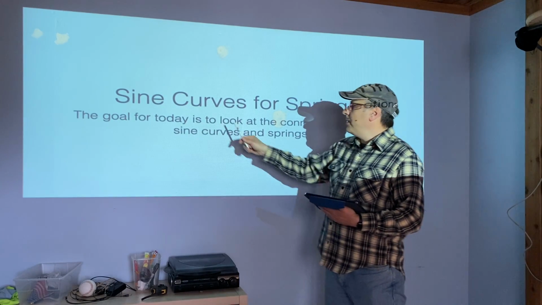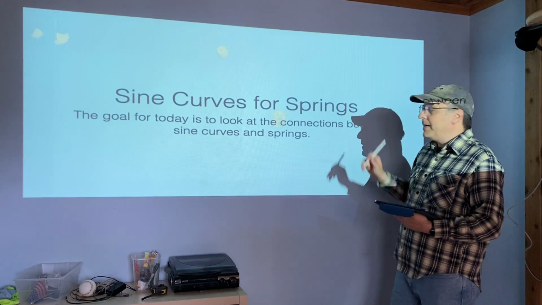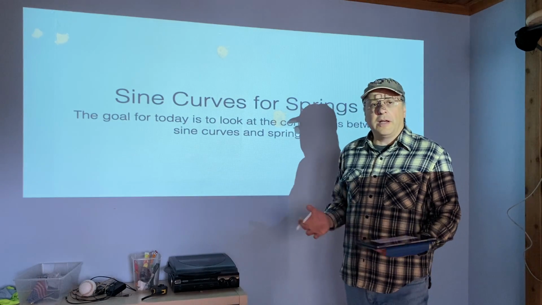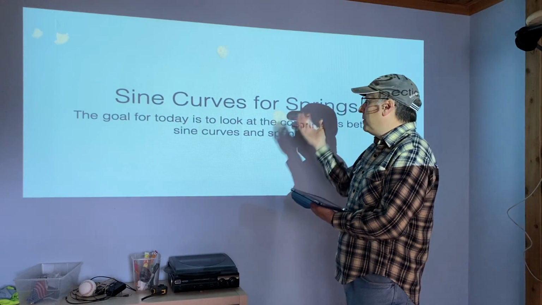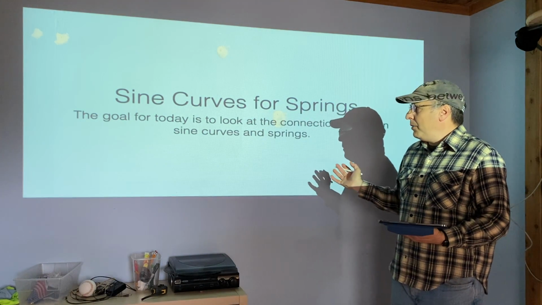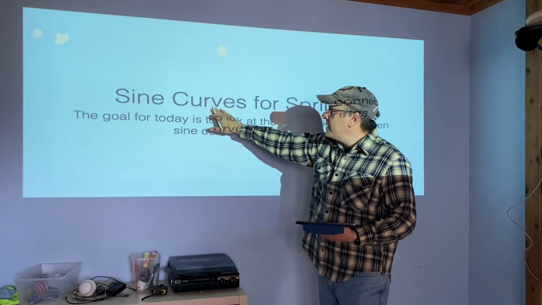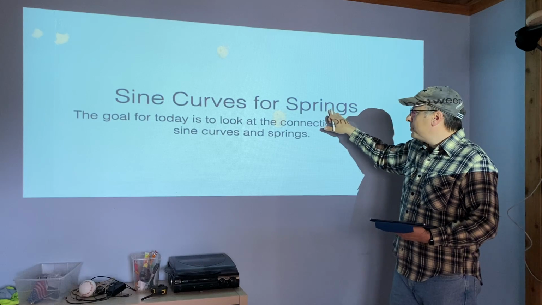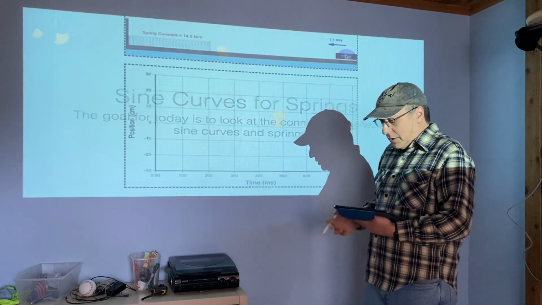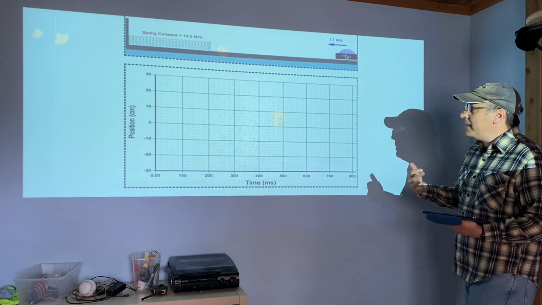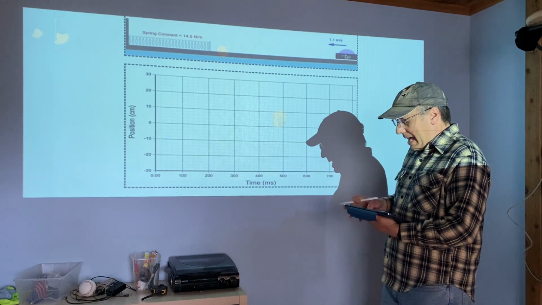Okay, today we're going to look at sine curves as they relate to springs. I know we've been covering sine curves and pendulums and springs, and we've done a lot of combining them together. This is our last combination, combining springs and sine curves. We already looked at it tangentially when we did the lab.